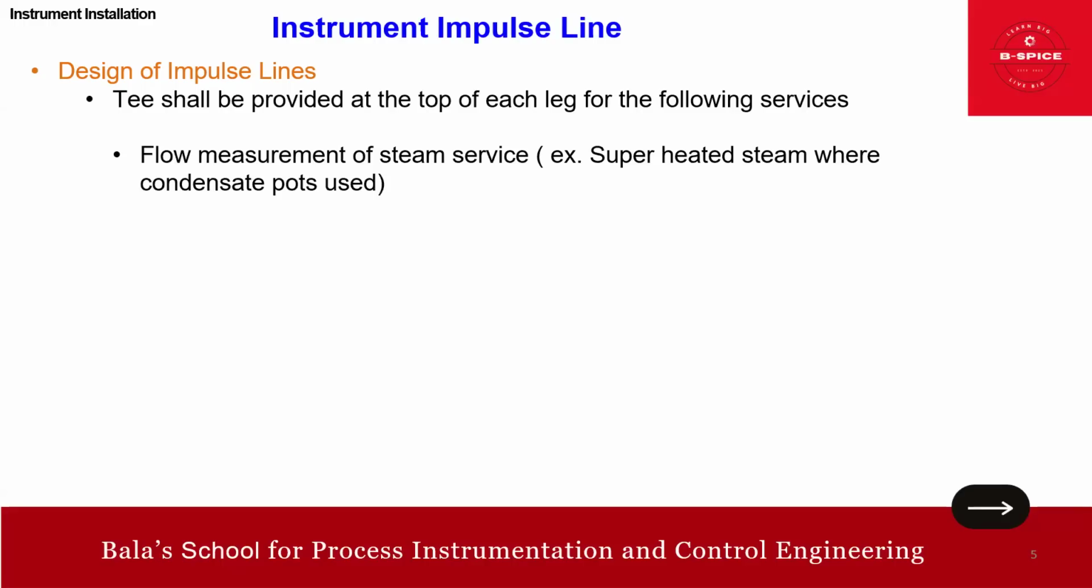What services? Flow measurement of steam service. We need to have this T. And of course, not applicable for superheated where condensate pots are used. This is not "example", this is "except" actually, a typo error. So for flow measurement, the T shall be provided to the top of each leg for the following services. Of course, the flow measurement of steam service, but with the exception of the superheated, because there we use condensate pot, right?